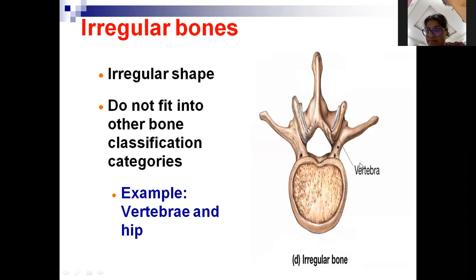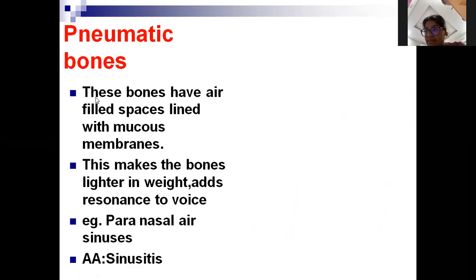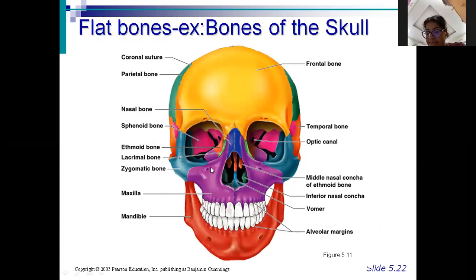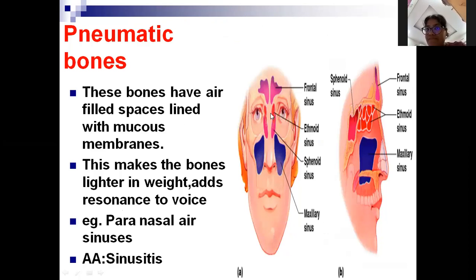One example is the vertebra, very irregular in shape. Then pneumatic bones. If the bones are filled with air, they are called pneumatic bones. Like in the skull bone, if I take you to the skull again, this is the place called the maxilla. If you break this bone, inside you will see it is like a box where there is empty space. Even the frontal bone will have empty space. Sphenoid, ethmoid, like that. We have different bones which have cavities, air spaces inside, which make the skull bone light in weight.